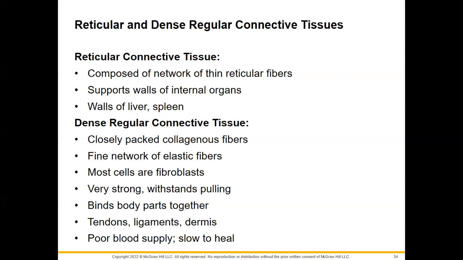If you damage a tendon or a ligament, it heals much more slowly because it doesn't have the same level of blood supply associated with it. So you don't have as many of those raw materials and healing nutrients that are going to be in the blood that can go directly to the tissue to help it heal. So dense regular connective tissue is going to be one of the few types of connective tissue that have a poor blood supply, causing it to be slow to heal.